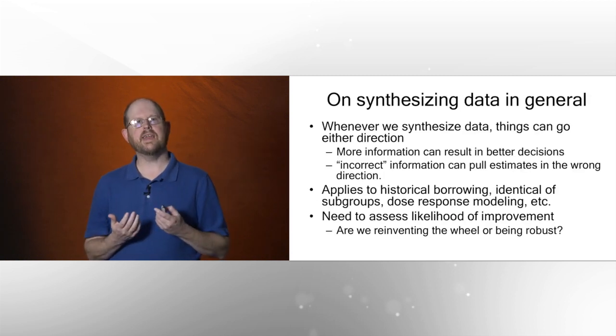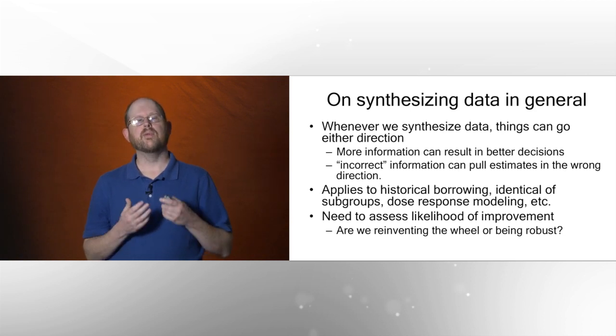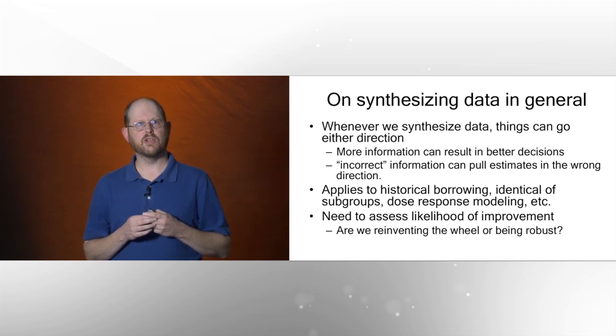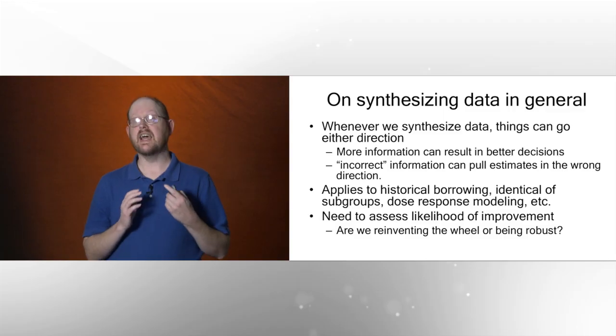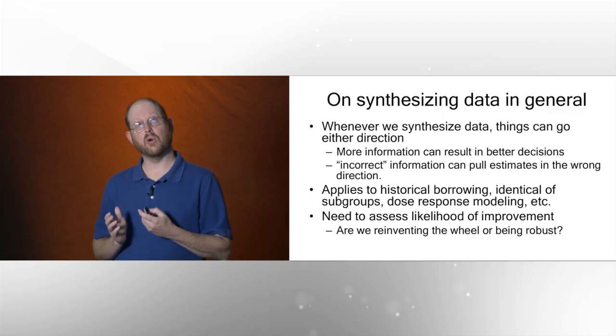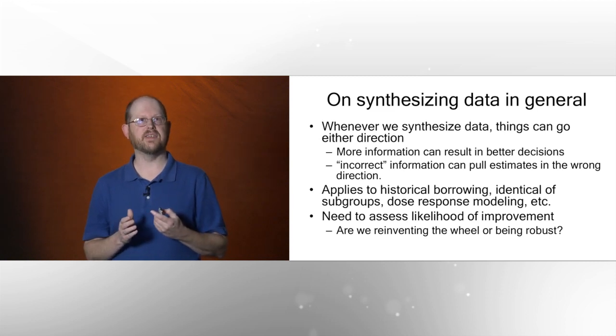So generally speaking, whenever we synthesize data, things can go either direction. The more information that you bring into a trial, you can always make better decisions. What we're trying to avoid here is incorrect information. It can certainly pull estimates in the wrong direction. The dynamic borrowing is trying to protect against that. So we're trying to get this idea of where are we going to improve. We never want to reinvent the wheel. If the control data was applicable before, we should use it. Dynamic borrowing allows us to do that.